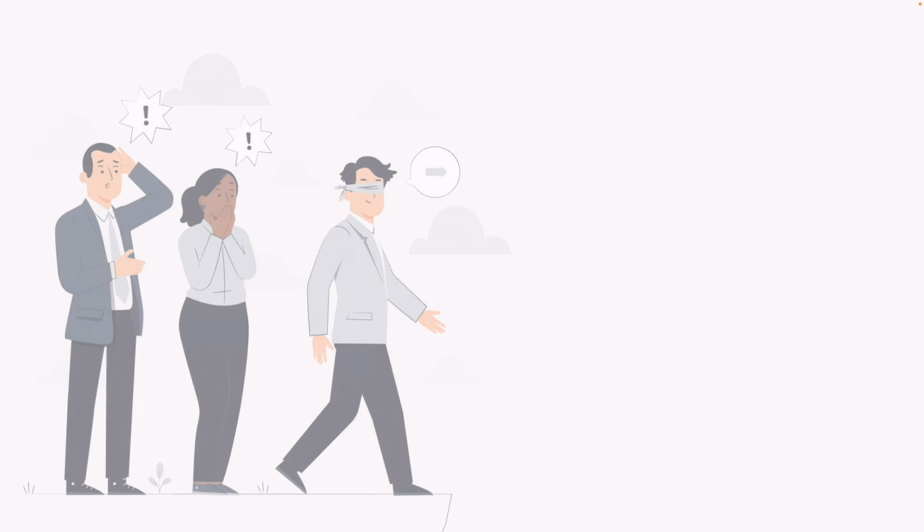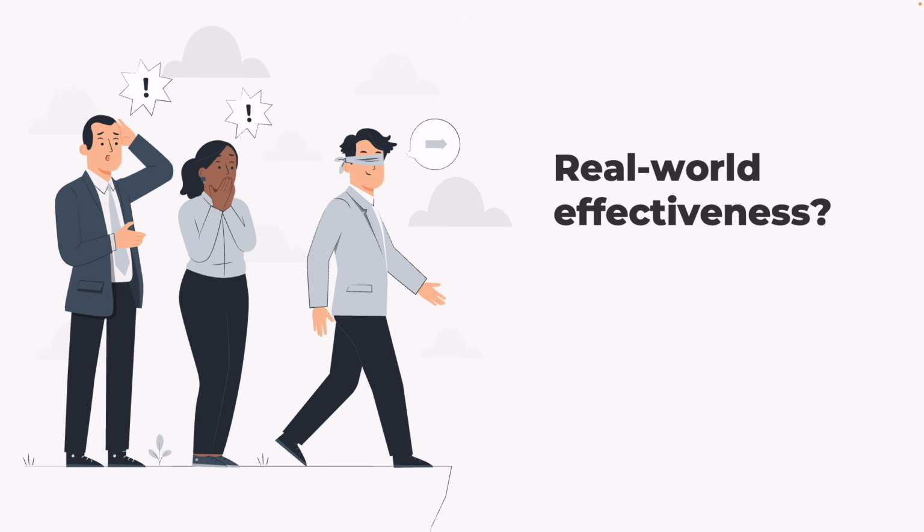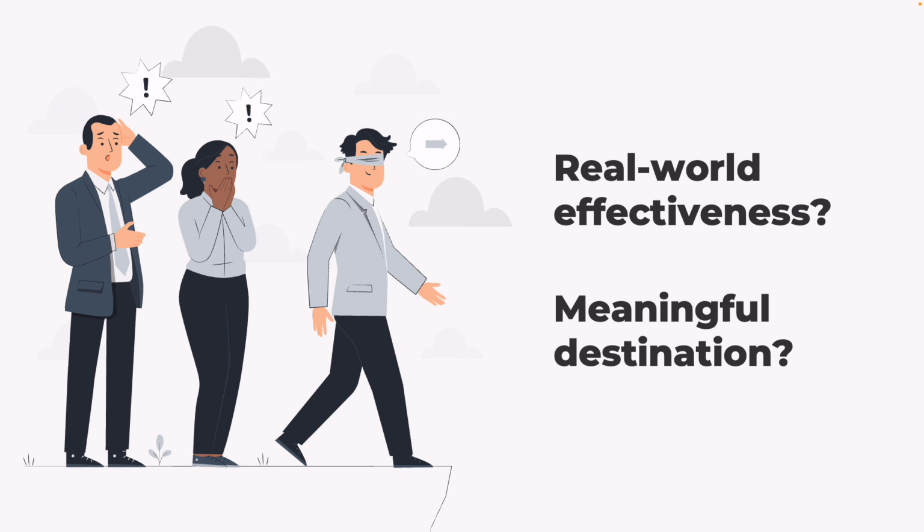Now, let's look at level 3, behavior. What is it? It's not enough to know your learners have gained new skills and knowledge. At level 3, you need to understand whether their behaviors have changed in the long term. Does it translate into real-world effectiveness? Did your educational efforts arrive at a meaningful destination?